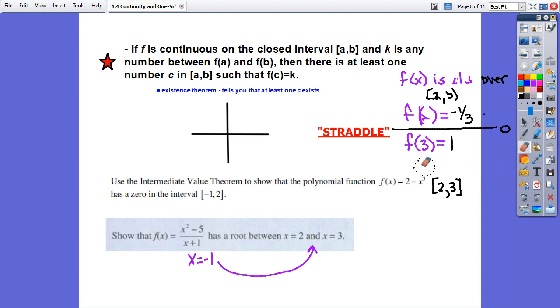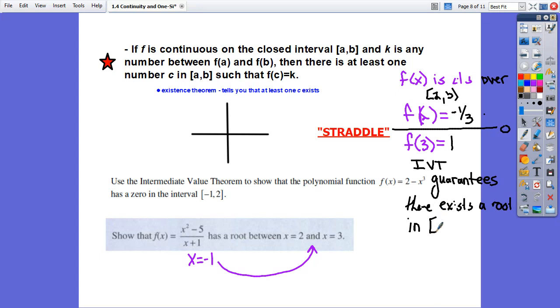I'm going to rewrite this a little bit better. What I'm going to say is the IVT then guarantees there exists a root in the interval. Make sure to specify the interval 2 to 3. So again, what we do is, number 1, we show the continuity. Number 2, we show the straddle. And number 3, we state the IVT.